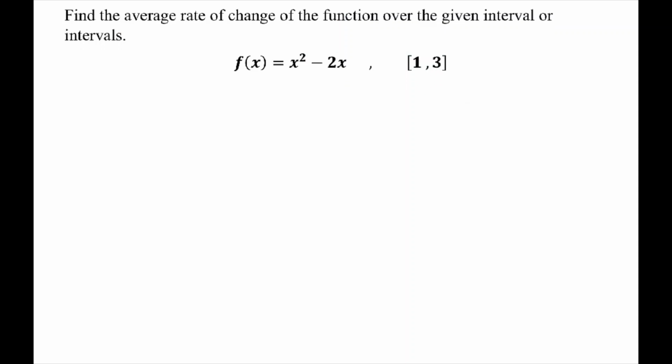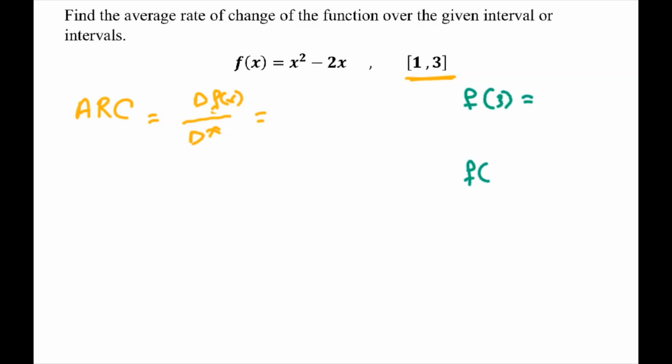So if I have f(x) equal x squared minus 2x over the interval 1 to 3, I need to find the average rate of change. So average rate of change will be equal to delta y over delta x. Since I don't have y, I will say delta f(x) over delta x, which is equal to... Now I need to find f(3) and f(1).